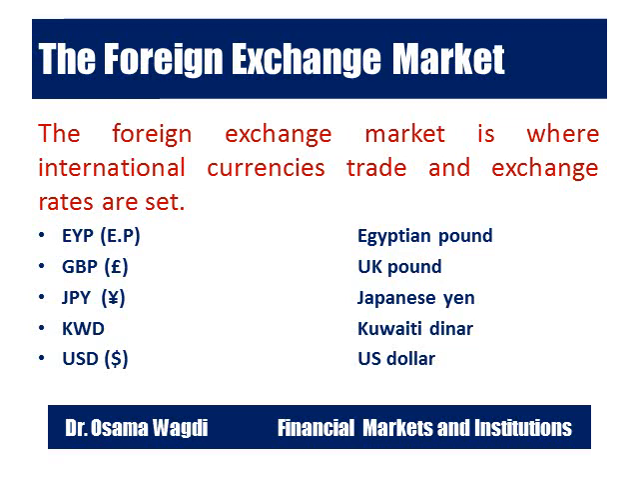So what about the foreign exchange market? The foreign exchange market is where international currencies trade and the exchange rates are set. As we see, EGP stands for the Egyptian pound, GBP is the UK pound sterling, JPY the Japanese yen, KWD stands for the Kuwaiti dinar, and USD is the US dollar, a common currency in the markets and financial markets.